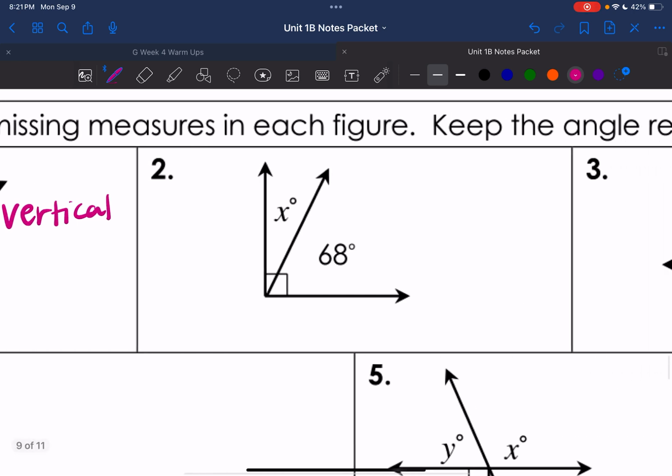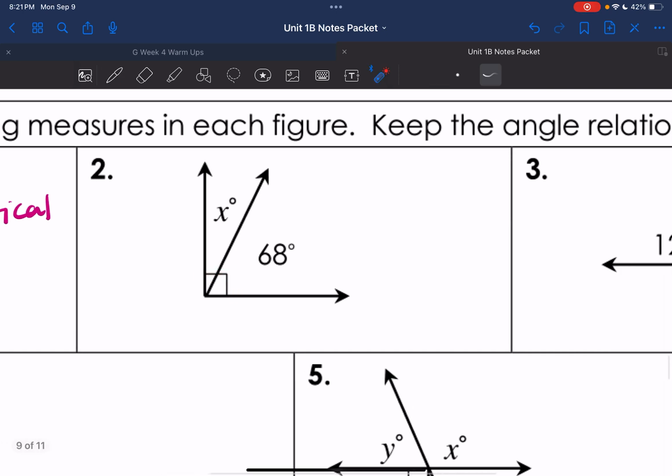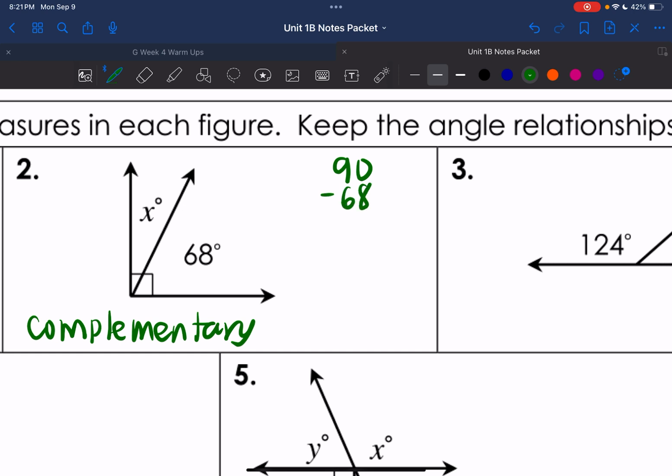Okay, then the second one, this square means that it equals 90. So these are complementary angles. Complementary. That means that if I were to add them together, it needs to equal 90. So I'm going to do 90 minus 68, and whatever's left over has to be x. So this would be 22. So x equals 22 degrees.